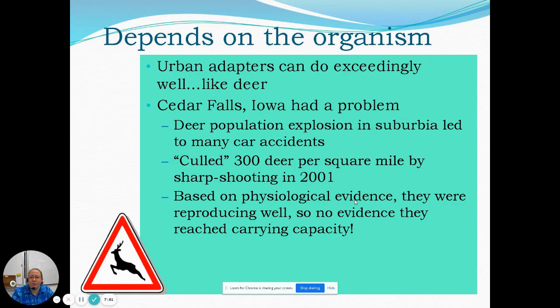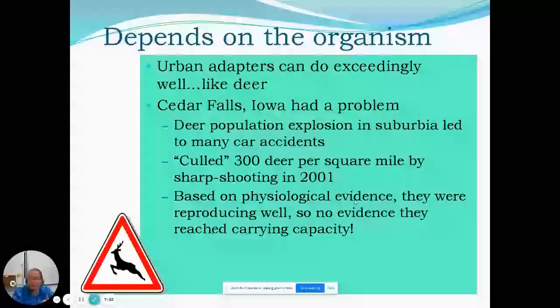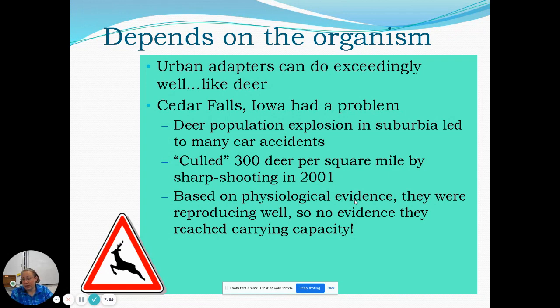So urban adapters: groundhog, deer. Even turkey, now that we're not hunting them, they're doing well, right? They have popped right back into suburban neighborhoods. But deer, as an example, because they're so big, when they do hit our car, we get that conflict.